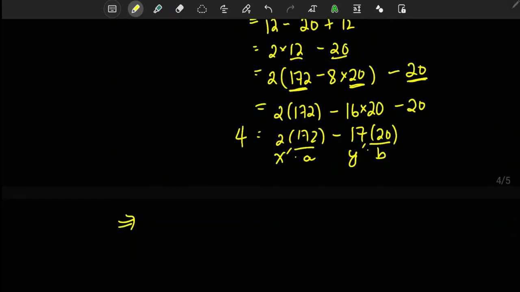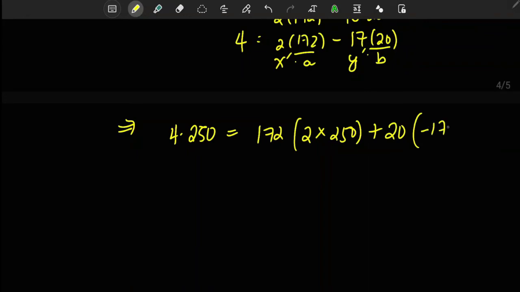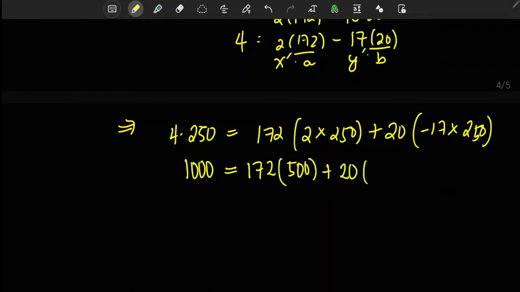This will now imply that 4 times 250 is equal to 172 times 2 times 250 plus 20 times negative 17 times 250. So, simplifying, we have 1,000 equals 172 times 500 plus 20 times negative 4,250. So this now gives us the value x sub 0 and the value y sub 0.